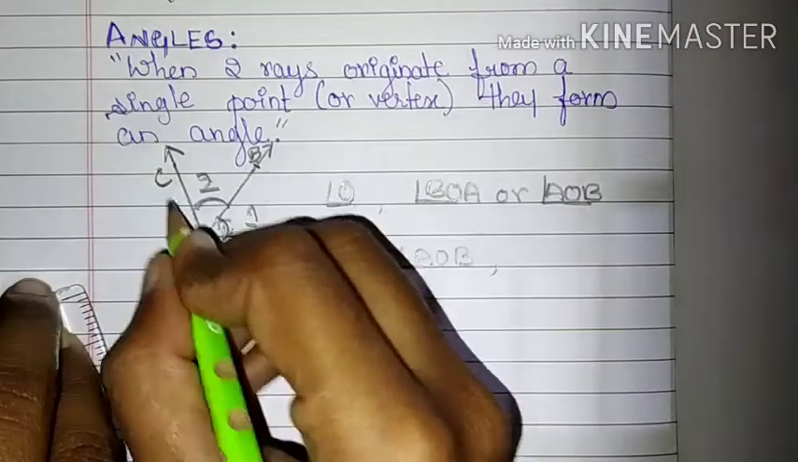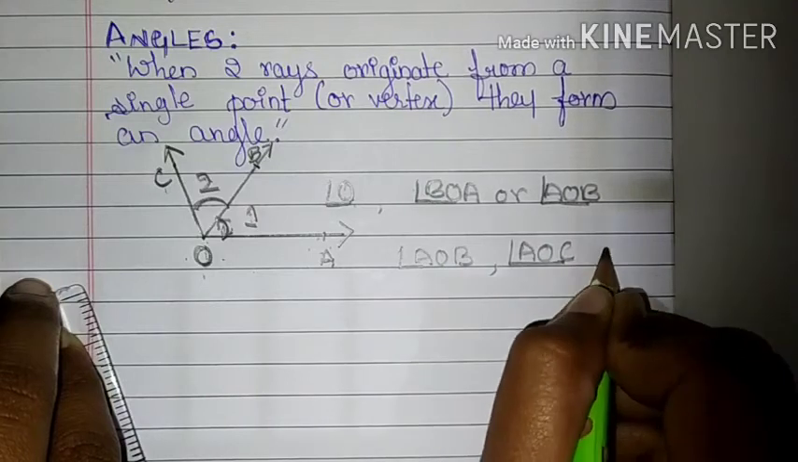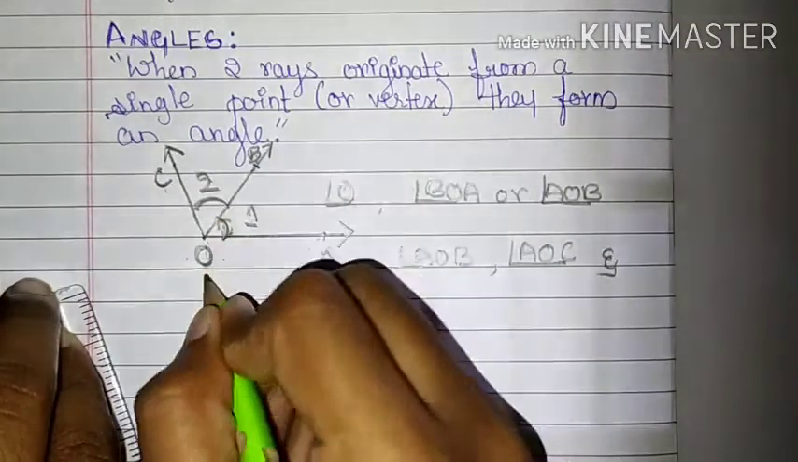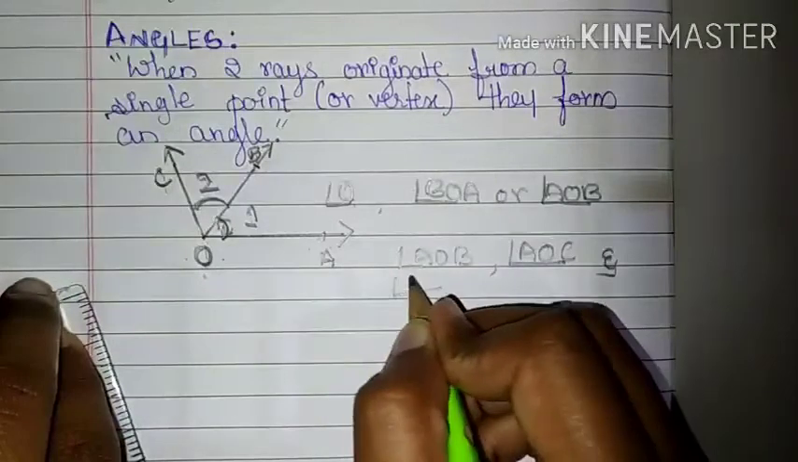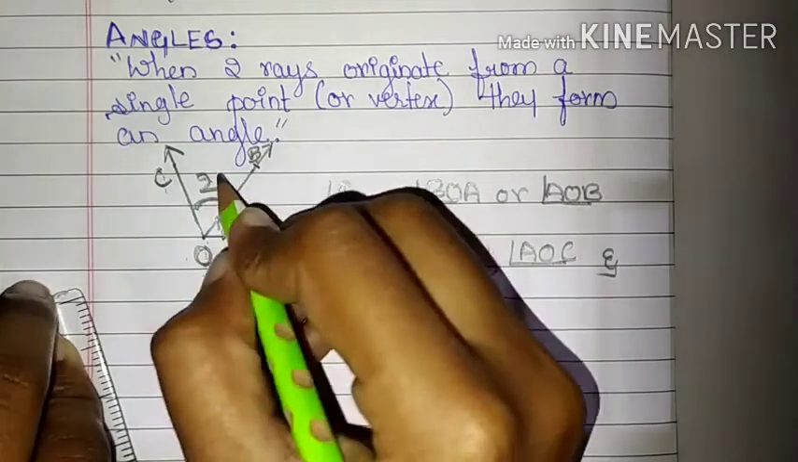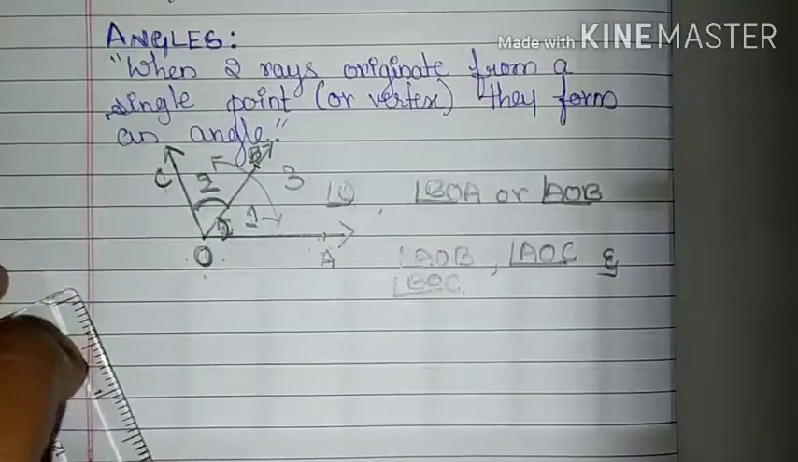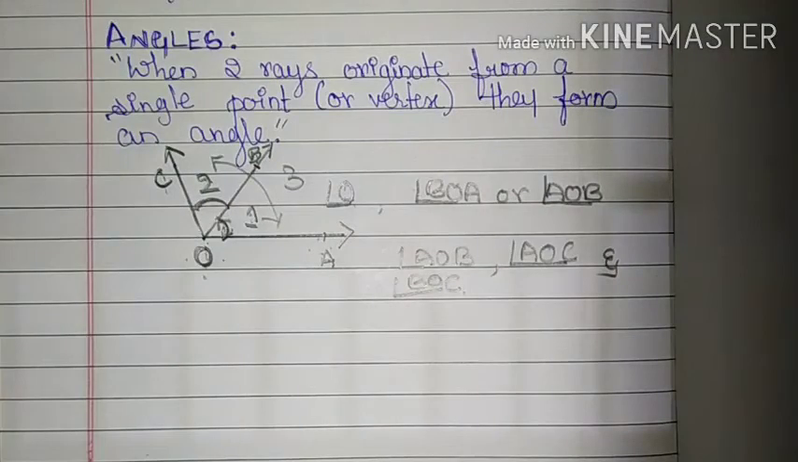Angle AOC is also an angle, and the last one which we have is angle BOC. These are the three angles. Actually we have three angles. This is the third angle. Three angles which have been formed by three rays at a fixed point. So an angle is formed when two or more rays originate from a single point.